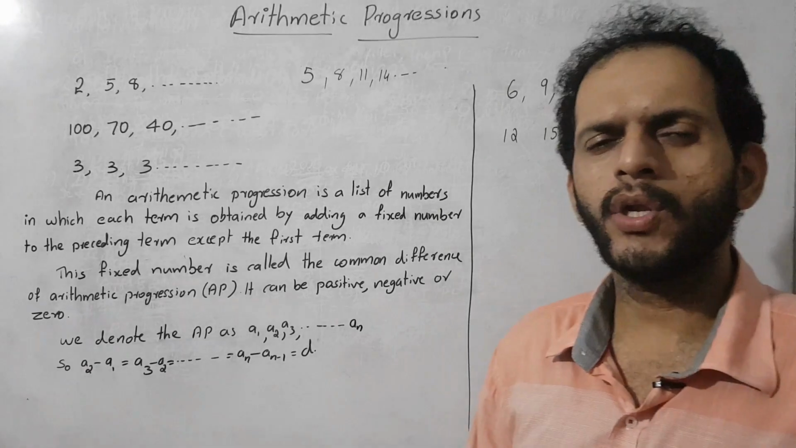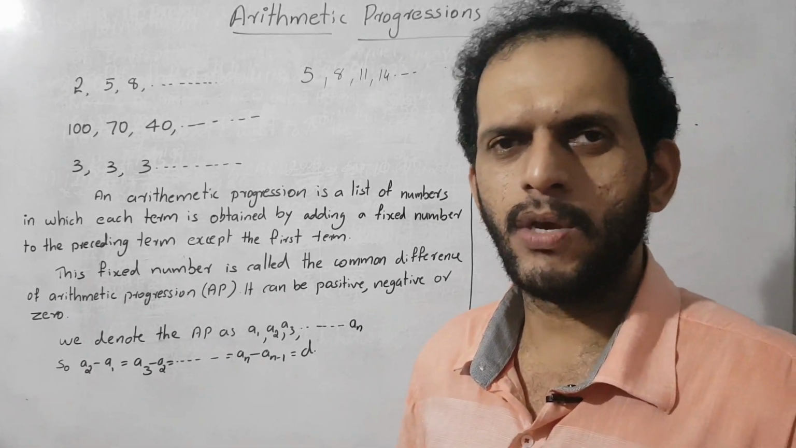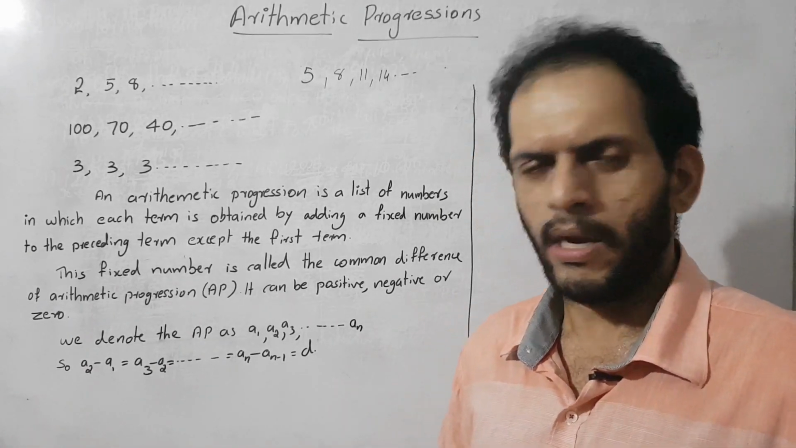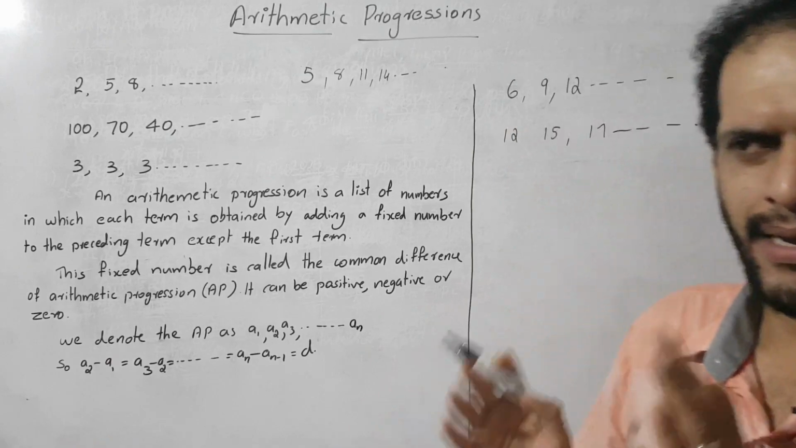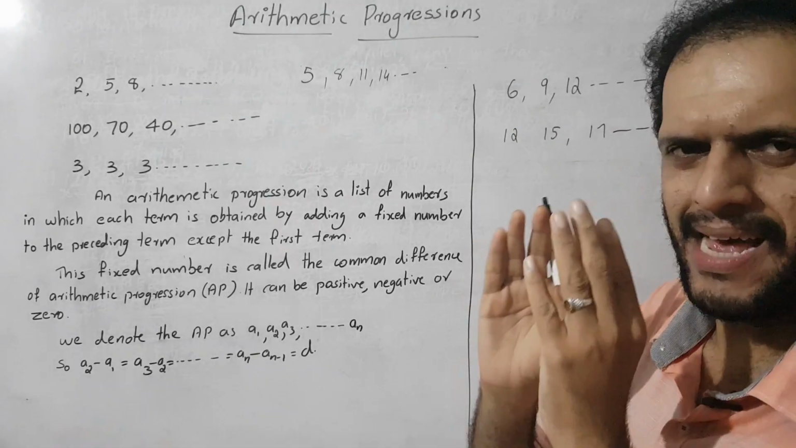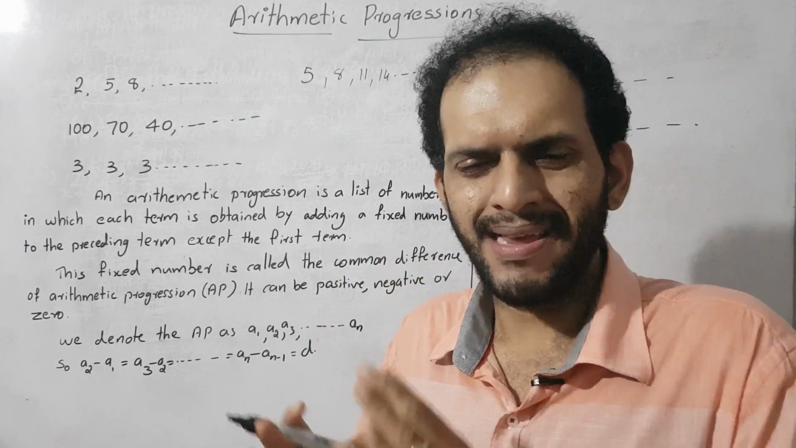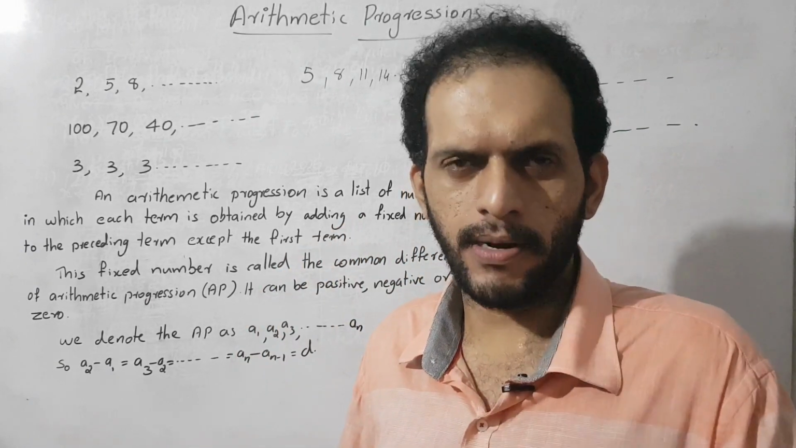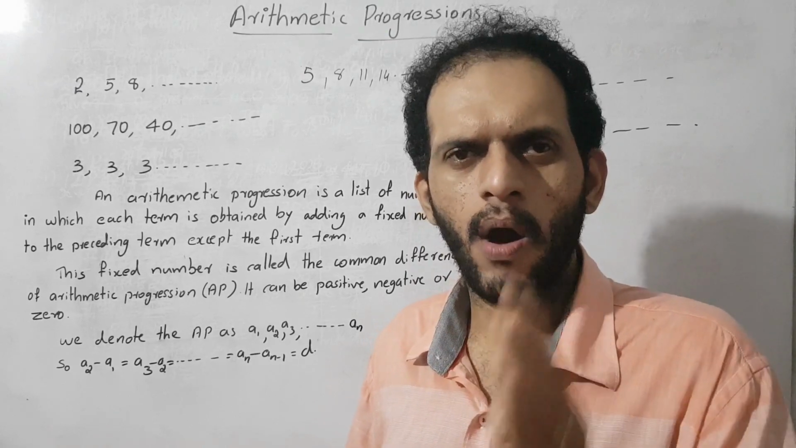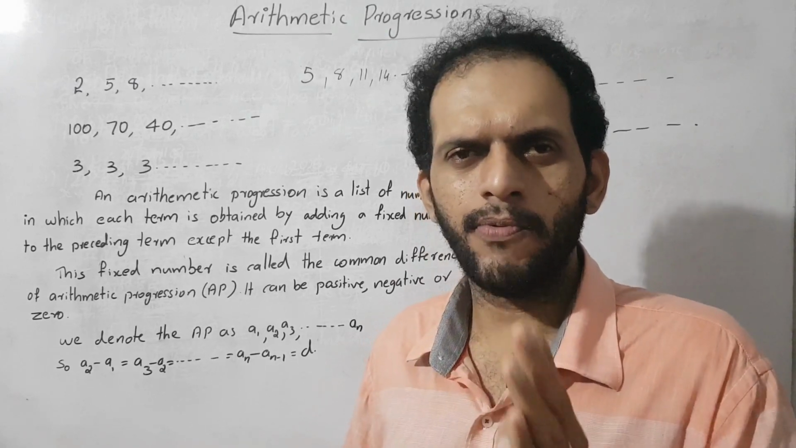Then how do we check whether it is an arithmetic sequence or not? We check whether the sequence is created by adding a fixed number. That means the sequence has a common difference. If the sequence has a common difference, it is an AP; if not, it is not an AP.